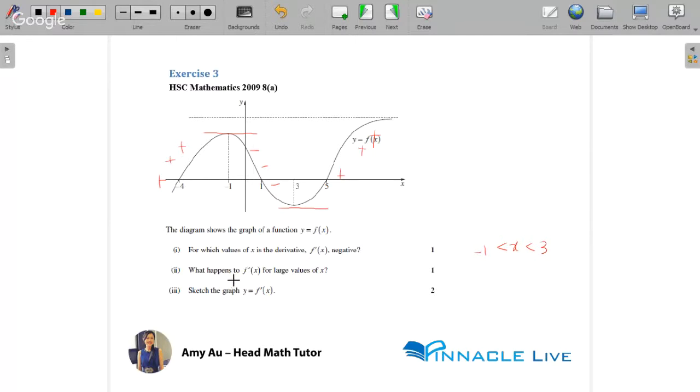Second part, what happens to f dash x for large values of x? If you can grab a ruler or something, or I'll just manually draw this. Let's pick a different color. So let's start with this point. If I draw, hold on.